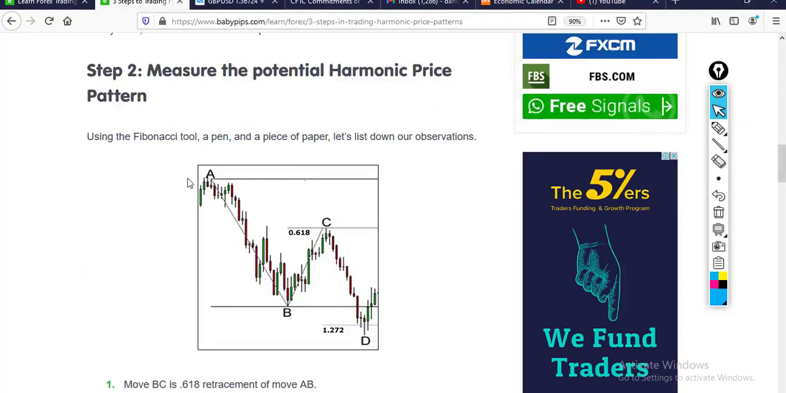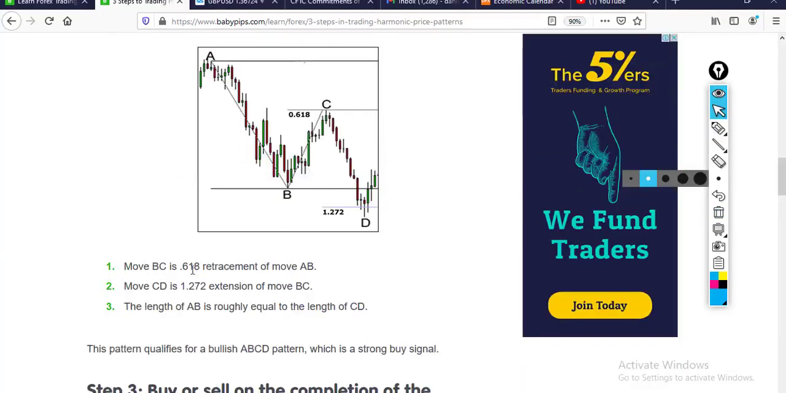So if we say this is point A to point B here, and we draw our Fibonacci retracement levels from the starting point A to point B, we see that the price got to almost 50% of this push to the downside, and our Fibonacci retracement tool shows us 0.618. It now starts to make sense. So move BC is 0.618 retracement of move AB.